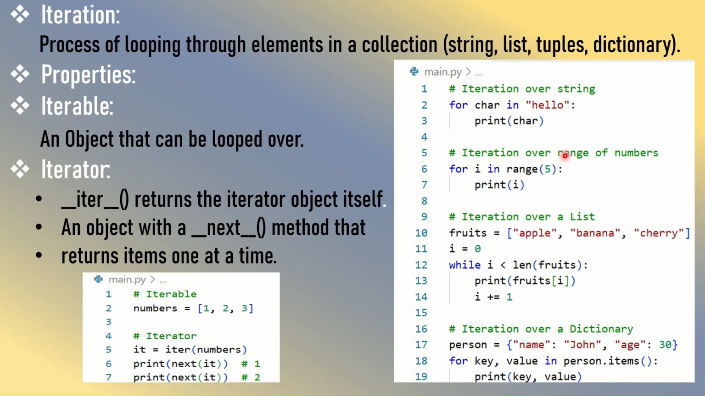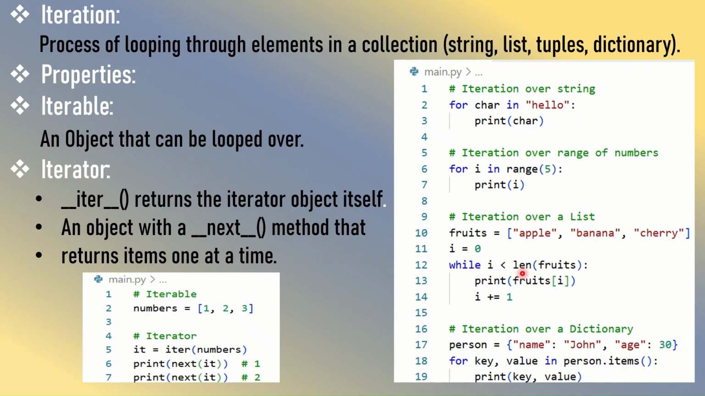If you want to iterate over a range of numbers, we make use of the built-in function named range, passing the range to it. I would like to iterate over the numbers 1 to 5, so I am giving the range over here. And finally, if I want to iterate over a list, I have given a list of five elements here.